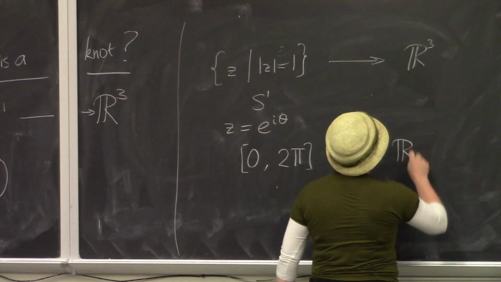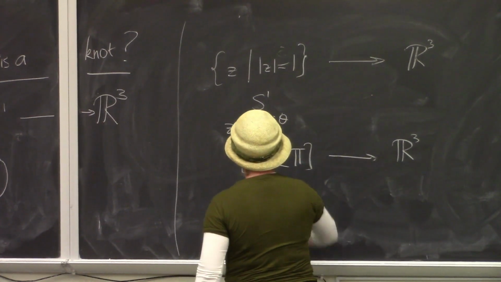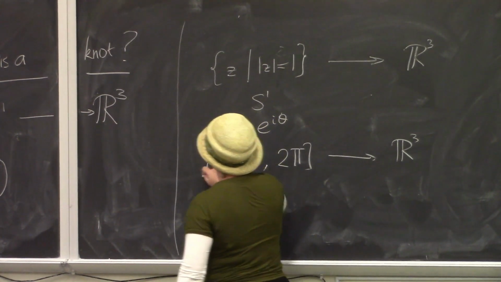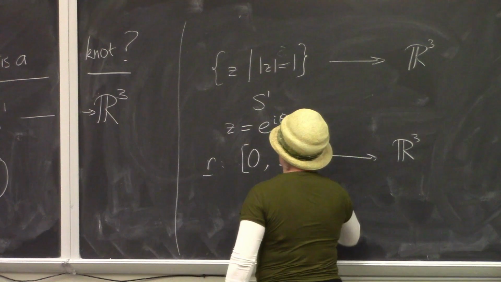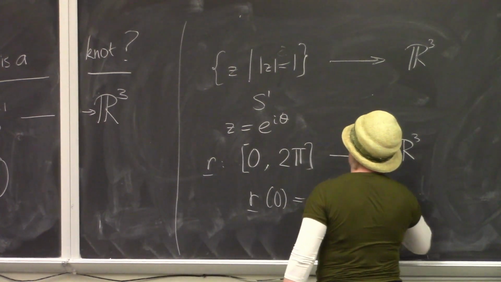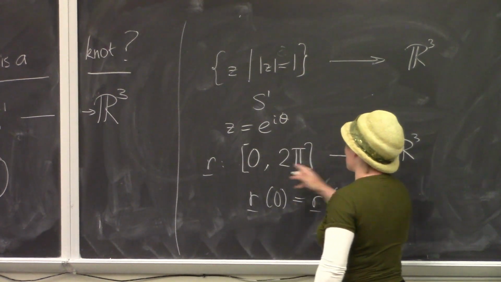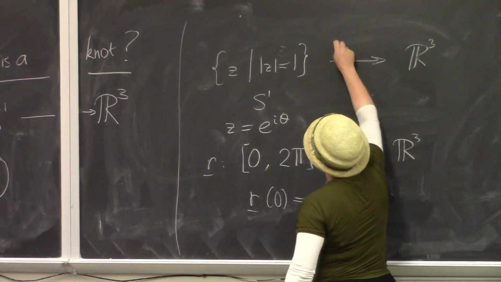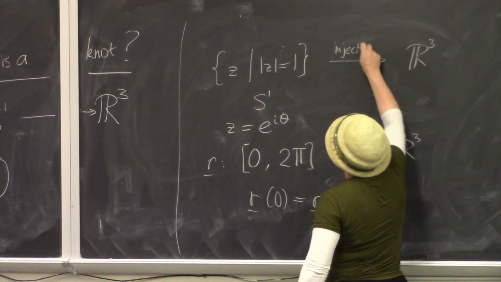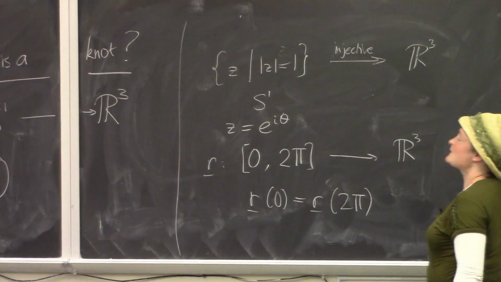So you can have a parameterization, say, like so. You want to map with r of 0 equal to r of 2 pi, you want it to be continuous, and you want it to be injective, well, apart from the end, so you want this map to be injective. Okay, so in other words, it doesn't cross itself.